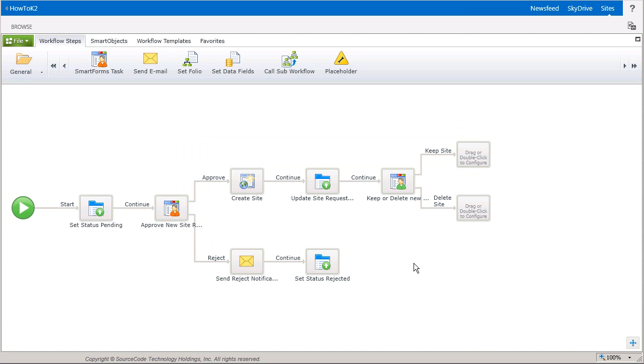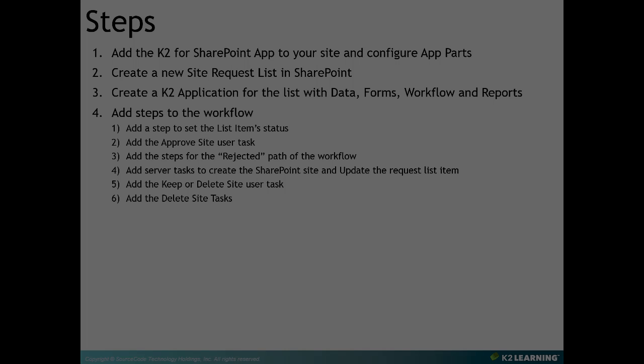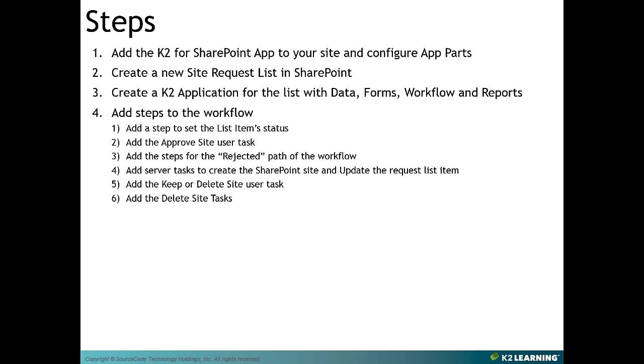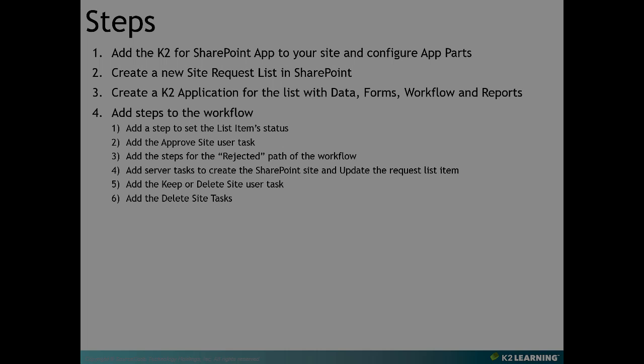In this step, you added a task for the originator to decide whether or not to keep the new site, and added an escalation for this task to the originator to complete their task. In step 4.6, you will build out the delete site path of the workflow by configuring the delete subsite step, as well as updating the site request list item's status in SharePoint with the fact that the site was deleted.